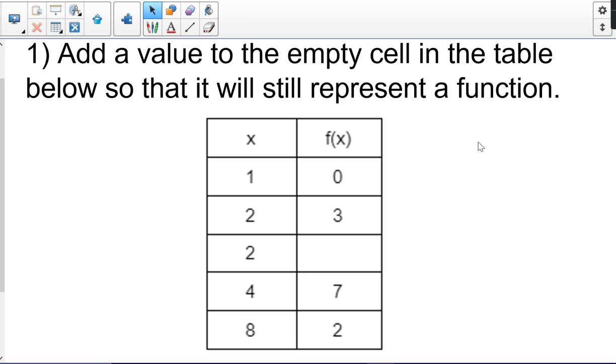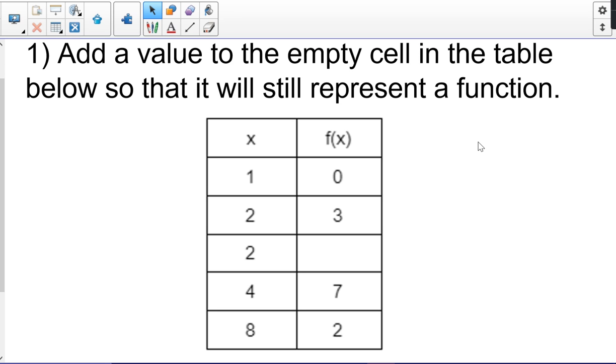Okay, so let me think of a definition of a function. Every input can only have one output. Okay, so if 1 is an input, right, in that first row, and it matches to 0, then the only way this can be a function is if every time I see 1, the output is 0. Next row says 2, 3. So an input of 2 always gets an output of 3.